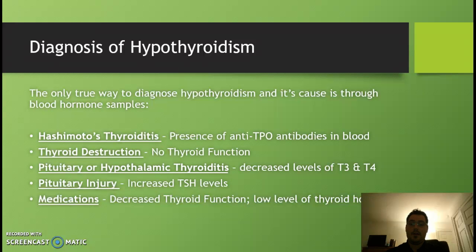If hypothyroidism is due to pituitary and hypothalamic problems, there will be decreased levels of T3 and T4 in the bloodstream. If it is due to pituitary injury, there will be increased levels of TSH in the bloodstream. And if the hypothyroidism's main cause is medications, such as those to treat hyperthyroidism, there will be a decreased thyroid function and low levels of thyroid hormone found in the bloodstream.